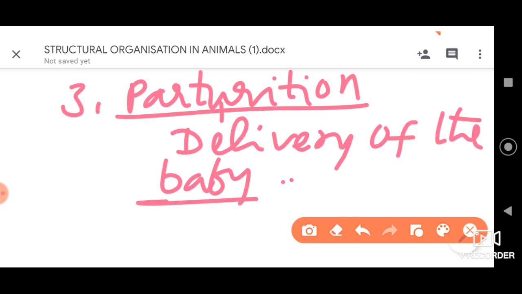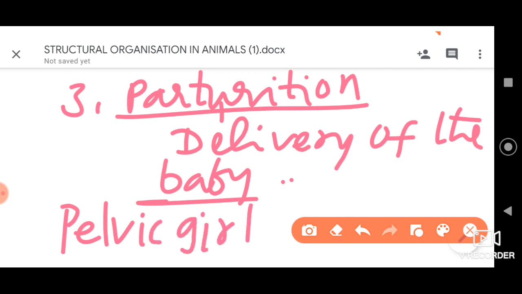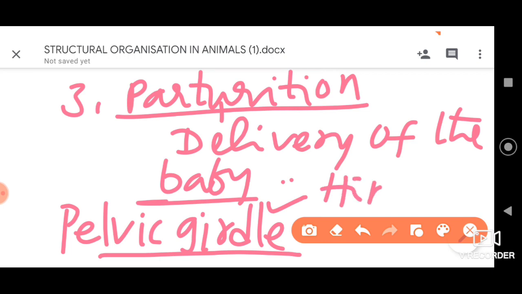So this helps in parturition without damaging the pelvic girdle. Are you getting my point? Without damaging the pelvic girdle. Pelvic girdle is the connection of the hind limbs with the body. So it avoids this damage because of the presence of this white fibrocartilage.